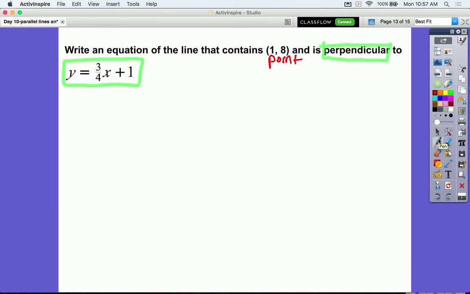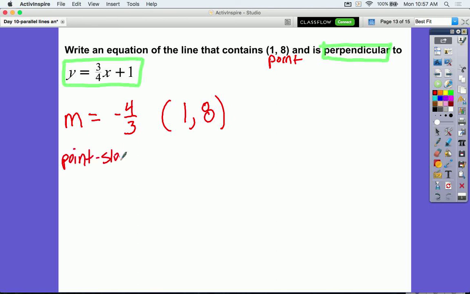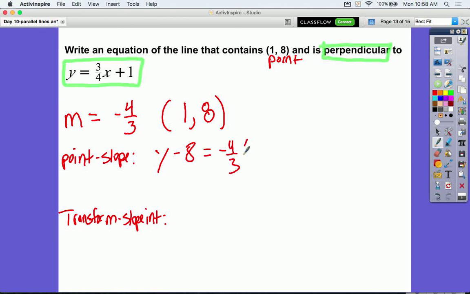The first thing I want to do is identify the slope of my new line. The negative reciprocal of 3/4 is going to be -4 over 3. I'm using the given point, (1, 8), and now I'm going to write my equation in point-slope form so that I can transform it into slope-intercept to finish it. Here we go. Y minus 8 is equal to -4/3 times the quantity of x minus 1. Let's do some distributing. Y minus 8 is equal to -4/3 x plus 4/3.